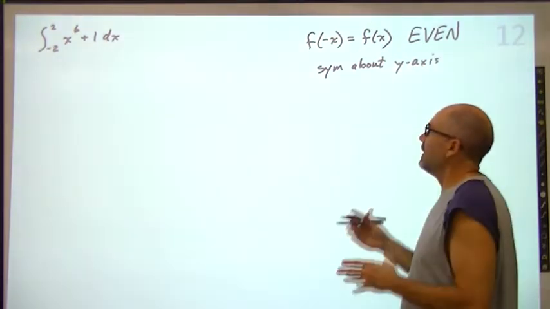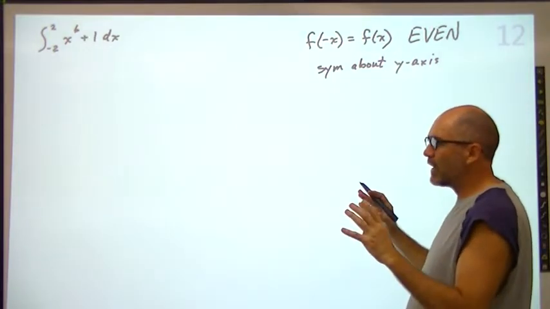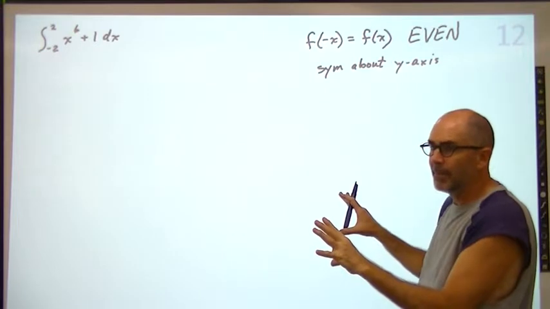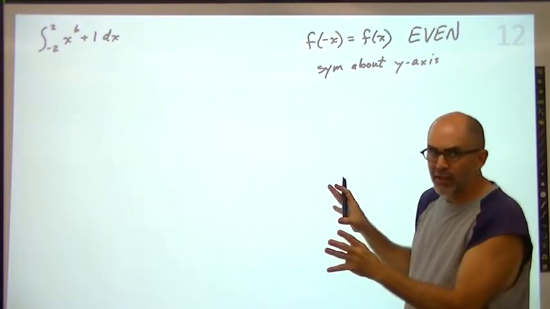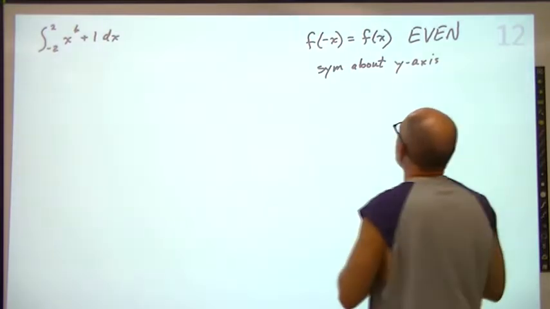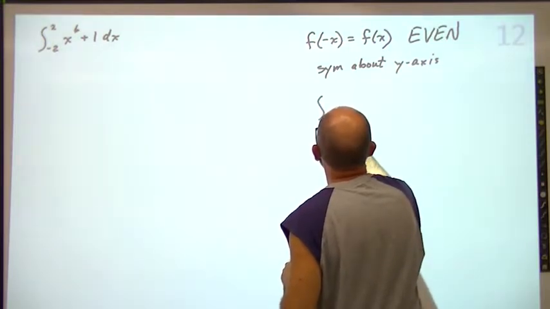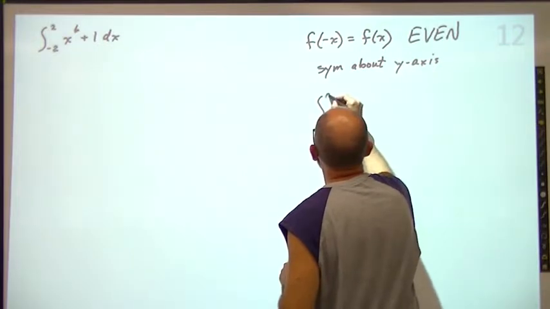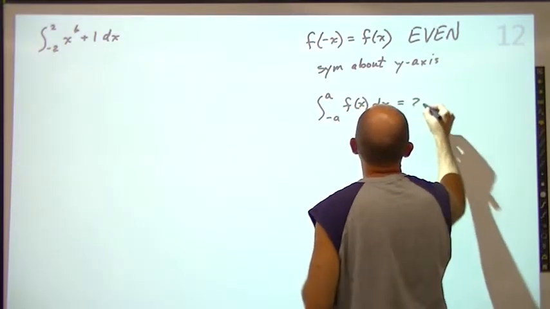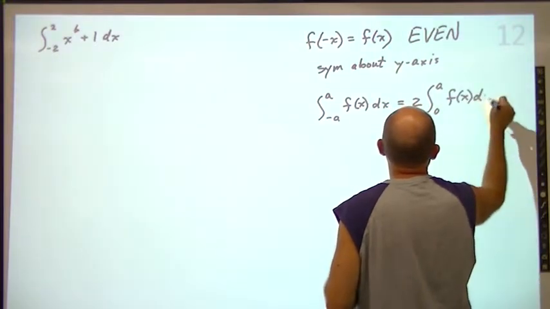Now remember, this is an integral. So if we have an area to the left of the y-axis and the right of the y-axis that's exactly the same, then I don't need to do both areas. All I need to do is half the area and then double it. So basically, if I have an even function, then the integral from negative a to a of f of x dx equals 2 times the integral from 0 to a of f of x dx.